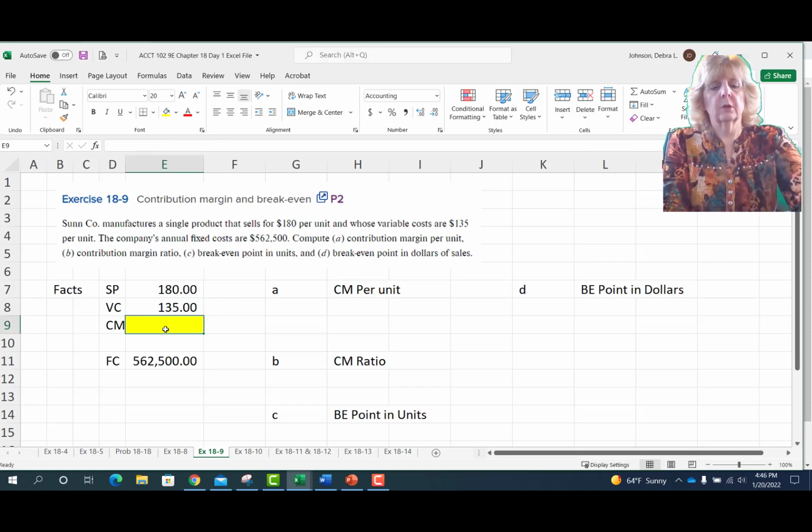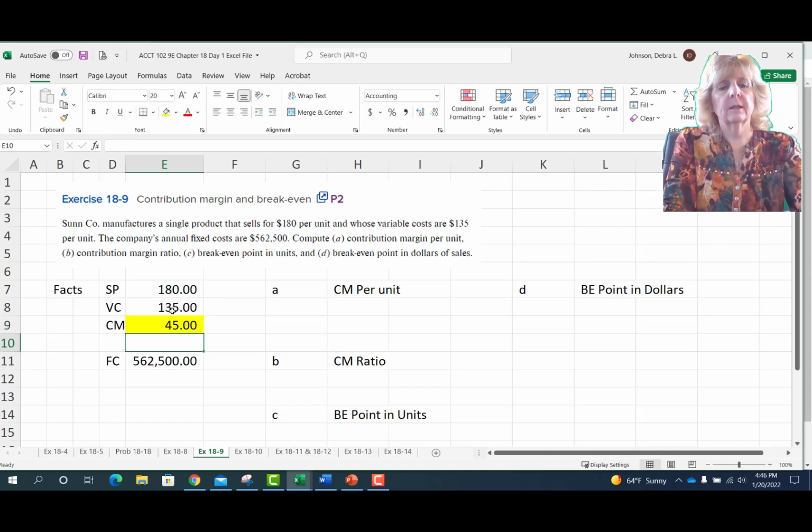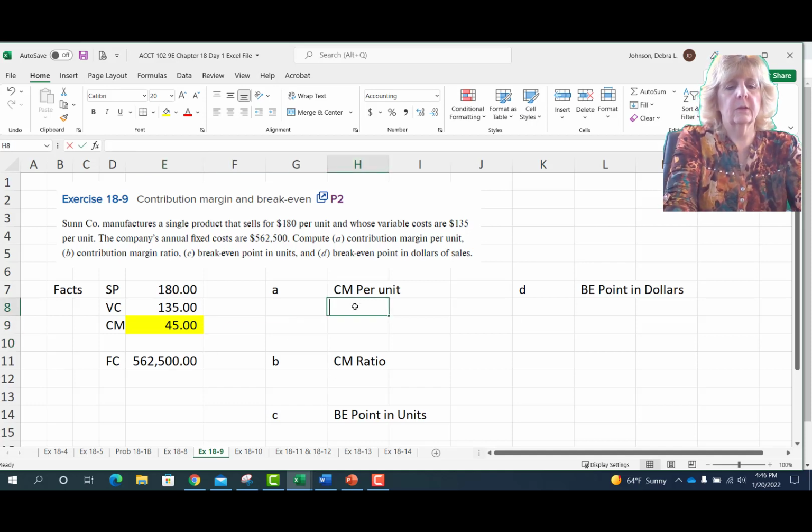The contribution margin per unit is the difference between the selling price and the variable costs. In this case, that comes out to $45 per unit. So that's our answer for letter A.